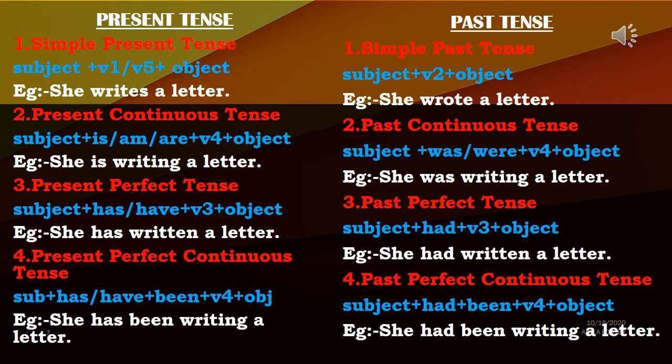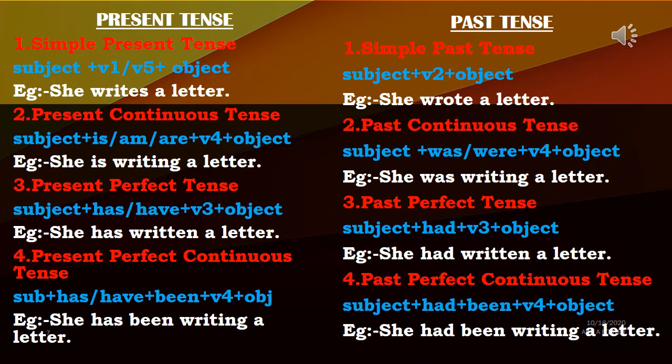You know, V1 means present plural form. If the subject is plural, we can use the V1 form. And if the subject is singular, we can use the V5 form or present singular form. And see the example. She writes a letter. Here she is a singular subject, so we have used the V5 form writes. Let's move on to simple past tense. The structure of simple past tense is subject plus V2 plus object. See the example. She wrote a letter. You know, V2 means the past form of the verb.